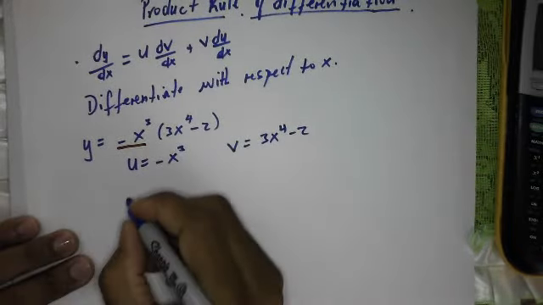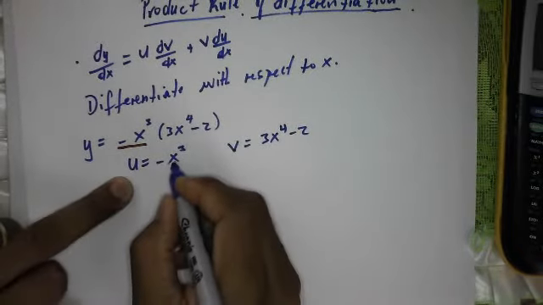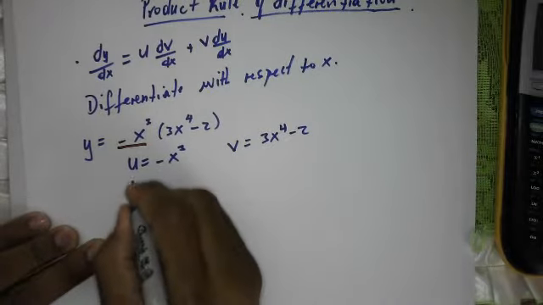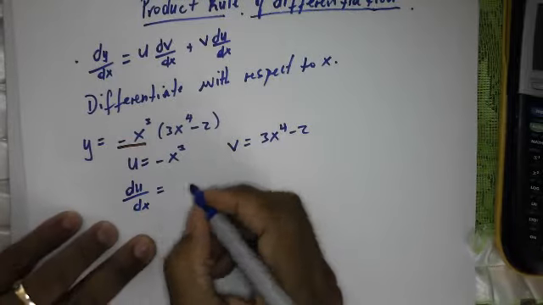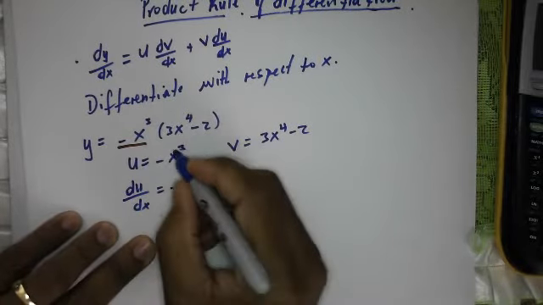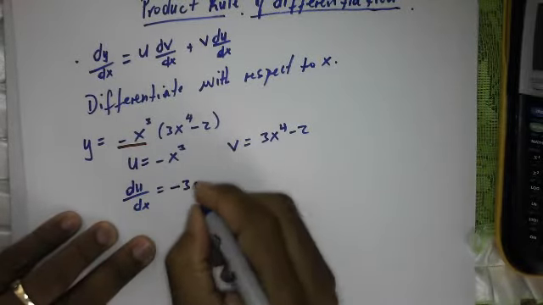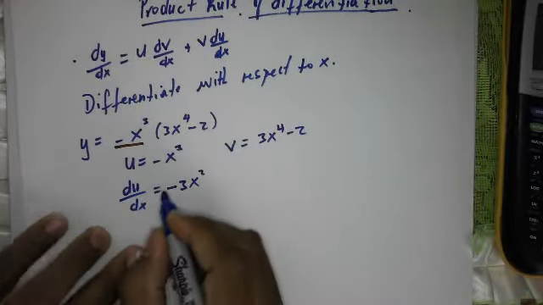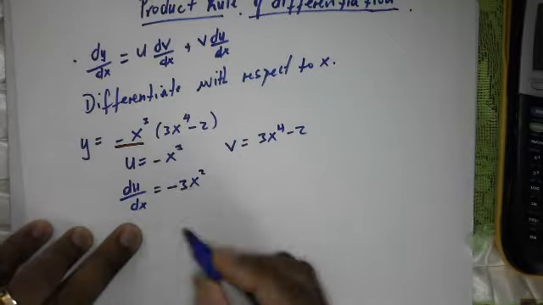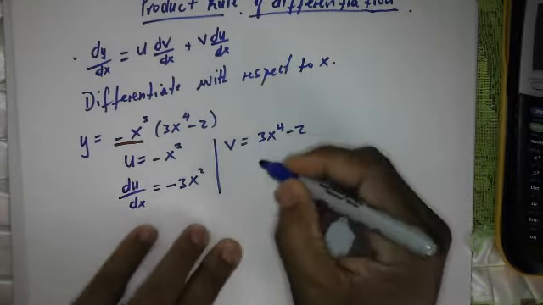Okay. Now, we're differentiating u with respect to x, so this is going to give us du by dx, and that will equal my negative here. And if I take the 3 to the front, x, then I subtract 1 from this exponent, and I get 2. So this is du by dx. Okay? Let's differentiate this part now.